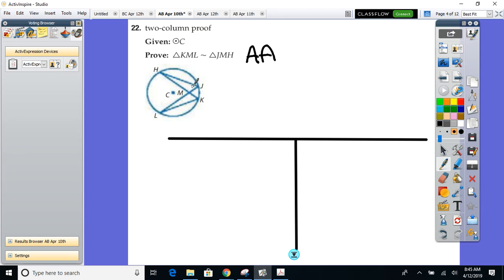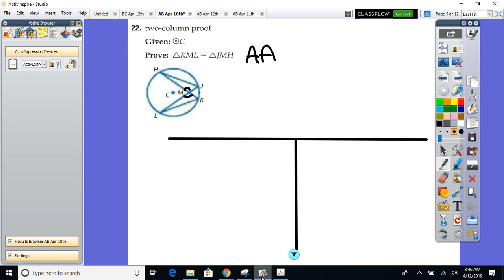There we go. Say that again? Yep. Okay, JMK, those are not in either of the triangles. This is JMK right here. So I think we're going to go with LMK. Yep, vertical angles. Good. Name another pair that are congruent.